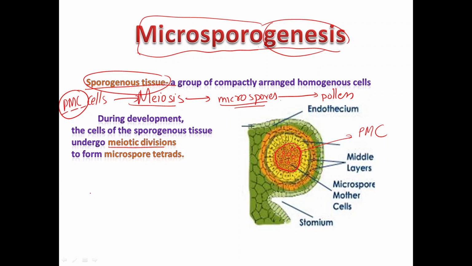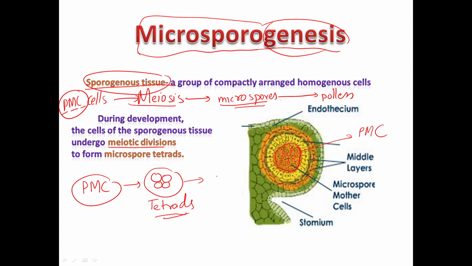Okay, so one PMC cell can give rise to 4 microspores, and they are in a cluster together. So that's why it's called microspore tetrads. Tetra means 4. Later on, when they grow and develop and mature and dehydrate, they separate from each other and they form pollen. Individually, they are called microspores. Together, they are called microspore tetrads.